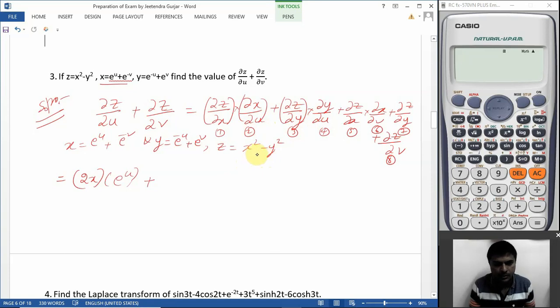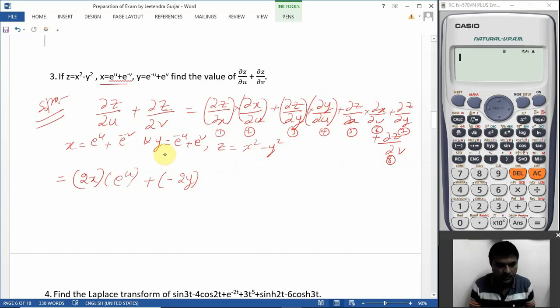Immediately x is going to become constant. x square is 0, minus, so I will take here minus 2y is the answer. Next, differentiation, fourth one, ∂y/∂u.